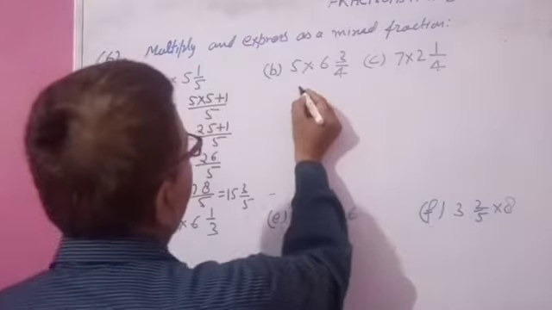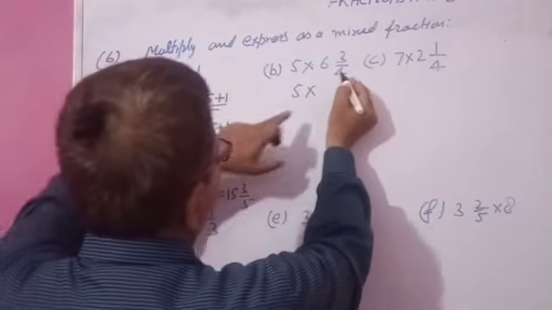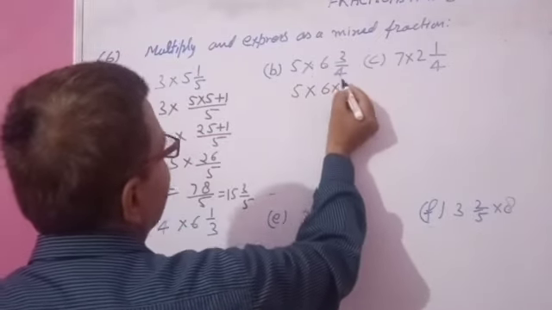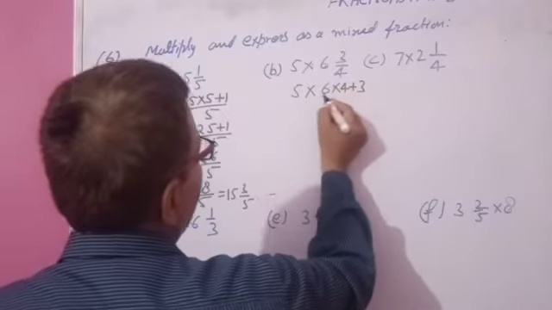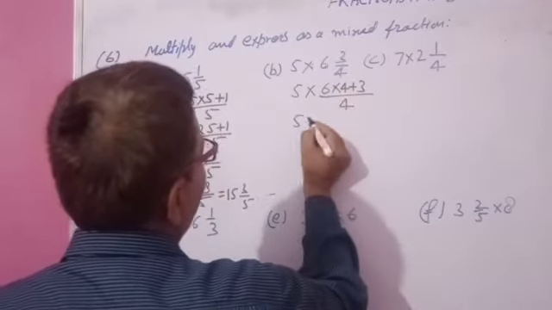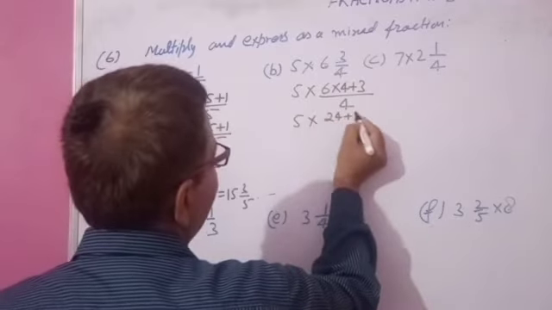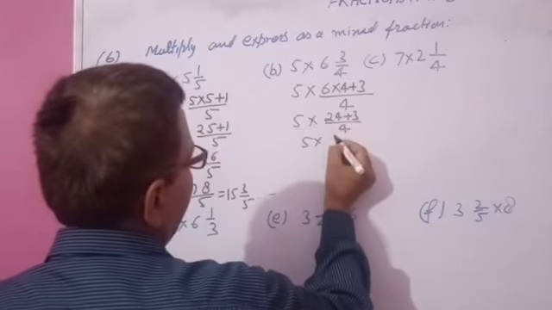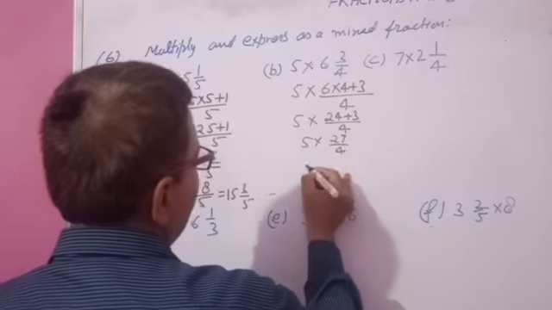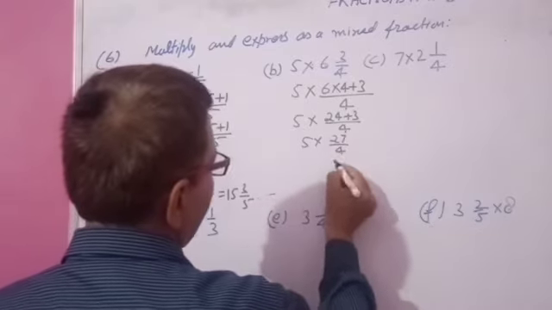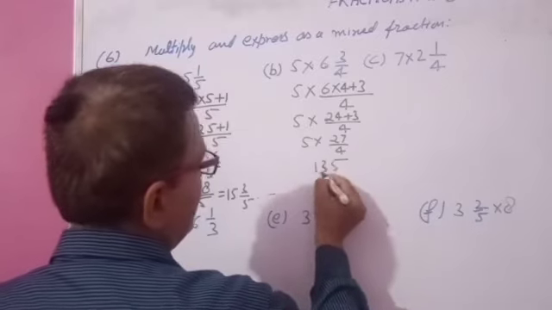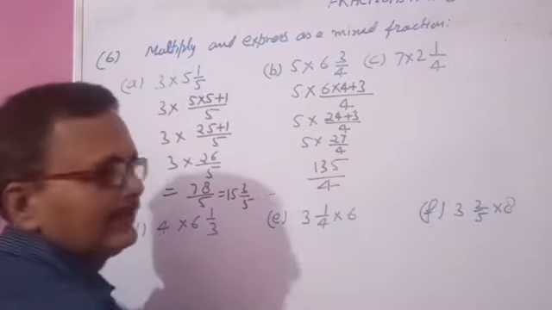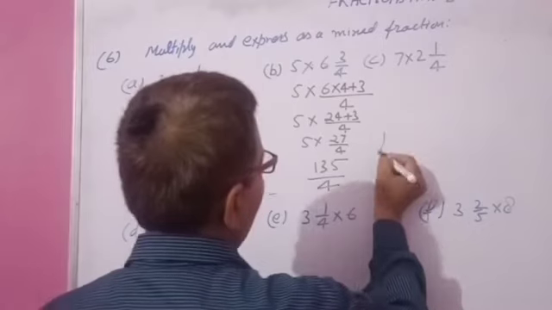And now 5, you will change this into an improper fraction. 6 multiplied by 4, you will multiply this and add this. 6 multiplied by 4 plus 3 upon 4. You will get 5 multiplied by 24 plus 3 upon 4. 5 multiplied by 27 upon 4. That is 135 upon 4. Now you will change it into a mixed fraction.